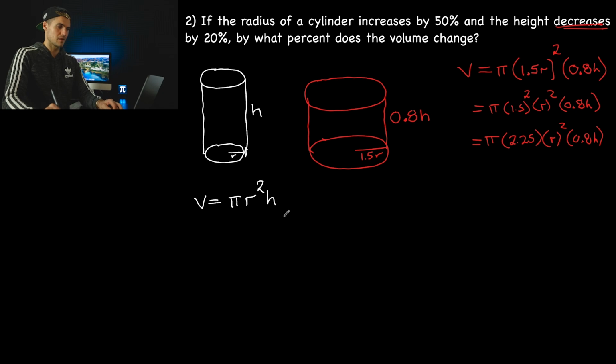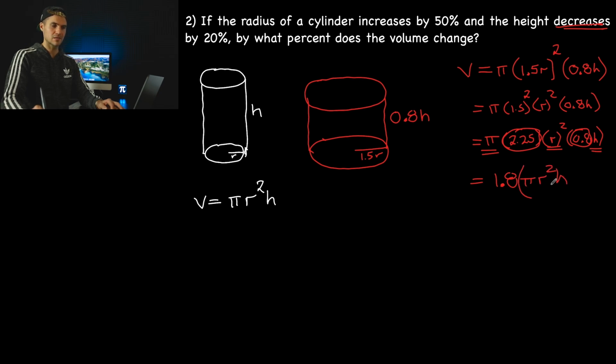So what I'm going to do, because we want to see how much we multiplied this volume by, this pi, r squared, and h, I'm going to put at the end. And then this 2.25 and 0.8, I'm going to multiply together. 2.25 times 0.8 gives us 1.8. And then we have the pi r squared h. And notice that the pi r squared h, that's our original volume here. And so we took our original volume and we're multiplying it by this factor 1.8, right?